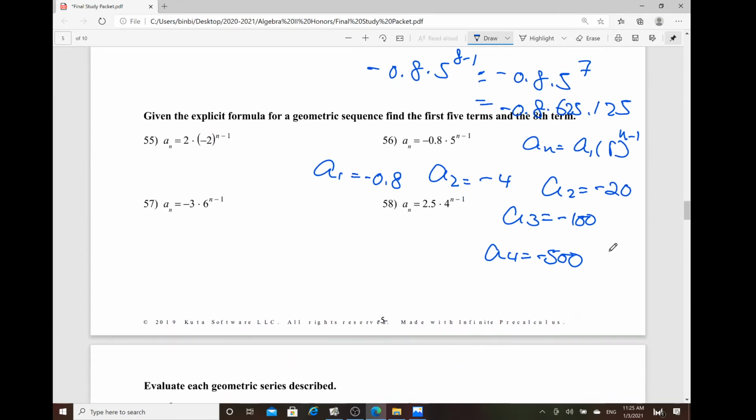And also for this one, you can convert that to a fraction. So negative 4 over 5, because that's negative 0.8. And then times 625 times 125. So negative 4 times 25 is negative 100, times 625. So negative 62,500 is the number for that.